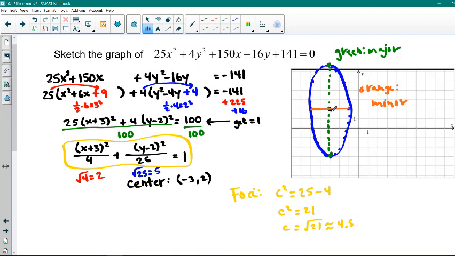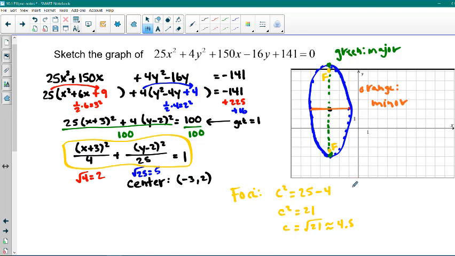4.5-ish. Okay. So the foci are always going to be in the direction of the lengthier axis, the major axis. So since the major axis is vertical here, from the center we will go up 1, 2, 3, 4, and a little bit more. Down 1, 2, 3, 4, and a little bit more. So these foci are very close to the edge of the ellipse, but they will always be on the inside.